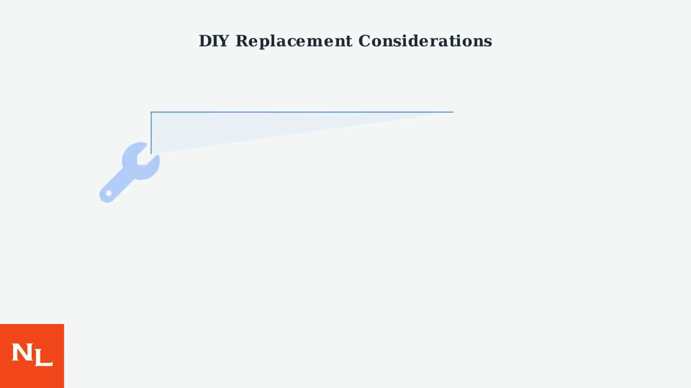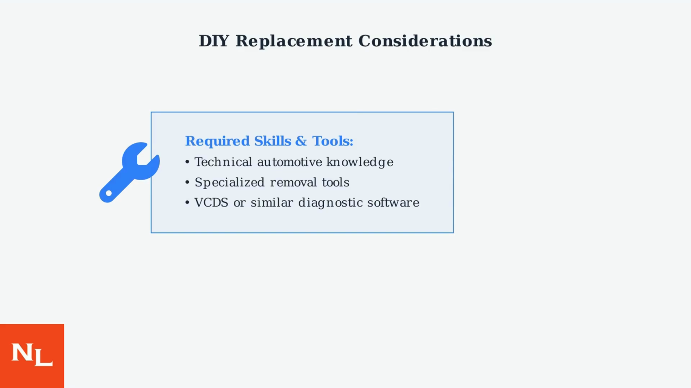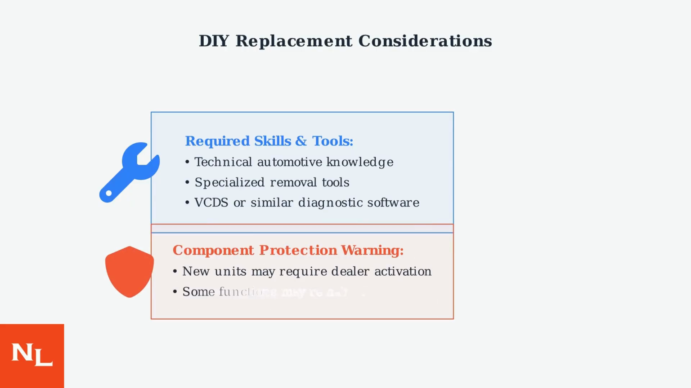DIY replacement is possible for those with technical skills and proper tools. However, be aware that infotainment units are protected by component protection systems, which may require dealer activation after installation. Component protection means that even after successful installation, the new unit may not function properly without dealer coding. This security feature prevents unauthorized modifications, but complicates DIY repairs.